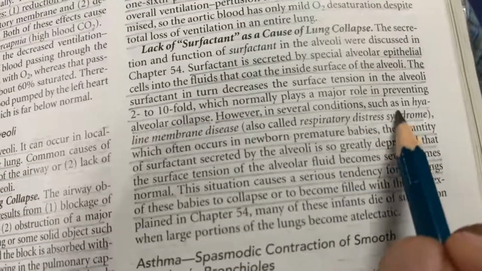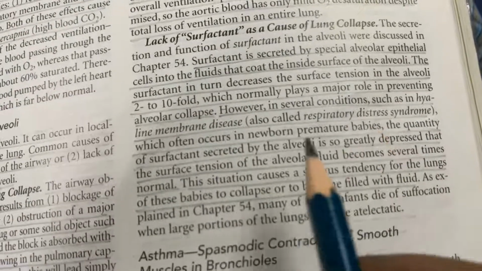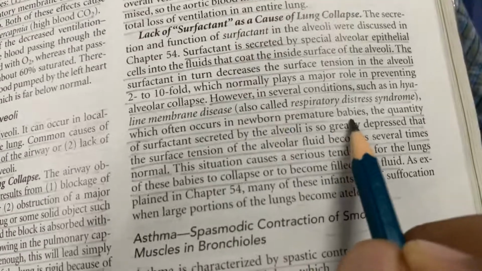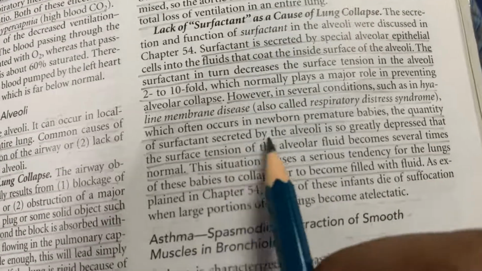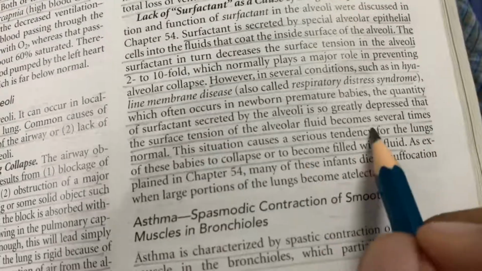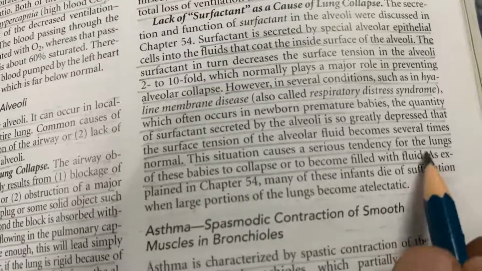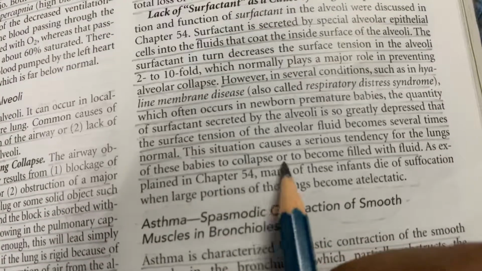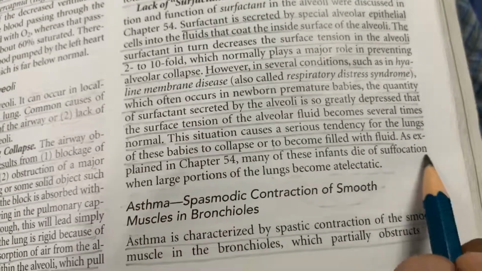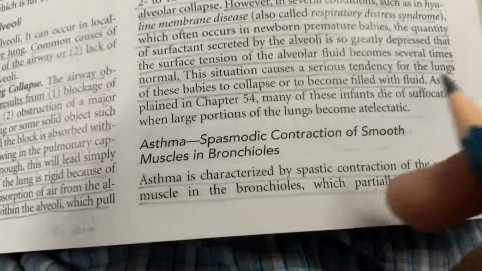However, in several conditions such as hyaline membrane disease, also called respiratory distress syndrome, which occurs in newborn premature babies, the quantity of surfactant secreted by the alveoli is so greatly depressed that the surface tension of the alveolar fluid becomes several times the normal. This situation causes a serious tendency for the lungs of these babies to collapse or to become filled with fluid. Many of these infants die of suffocation when large portions of the lungs become atelectatic.